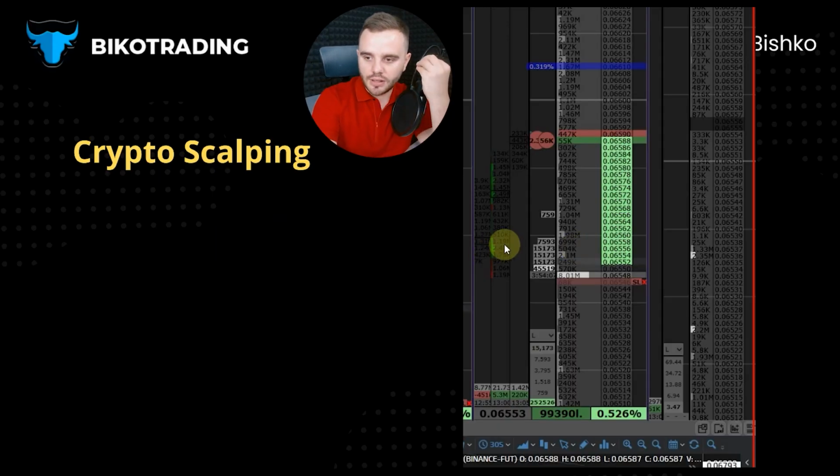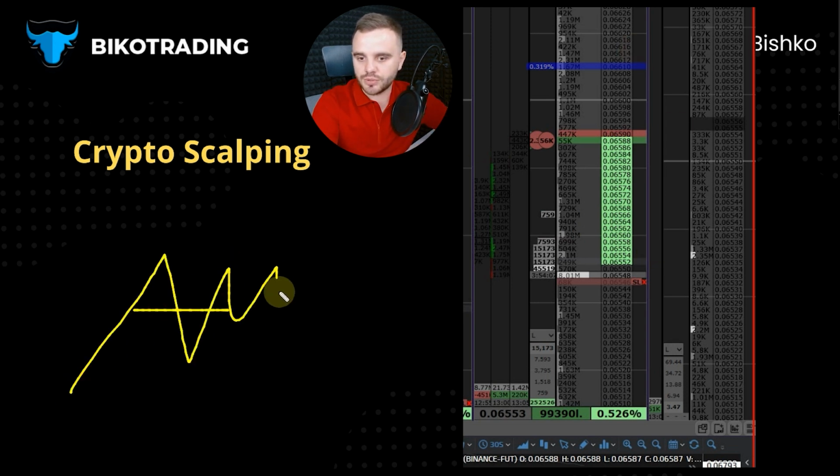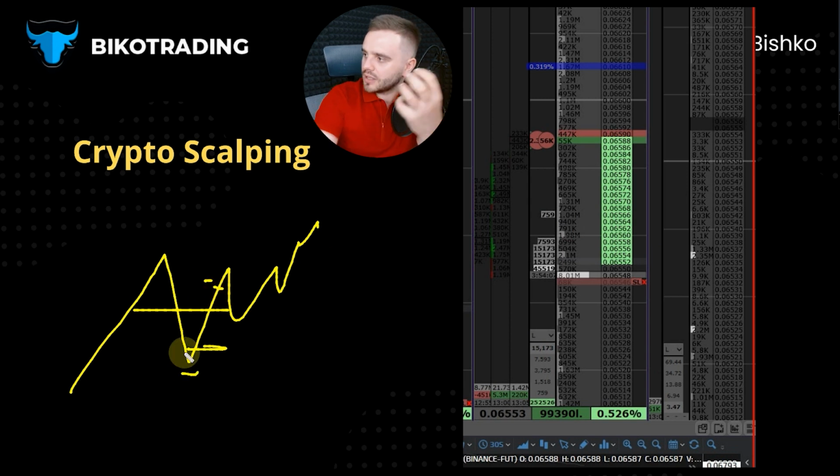The idea of cryptocurrency scalping is to take small trades. For example, the price makes some moves, and you take small trades with small stop losses, but you use leverage, and even 2-3% of movement of the price is good for you because you make money on this.